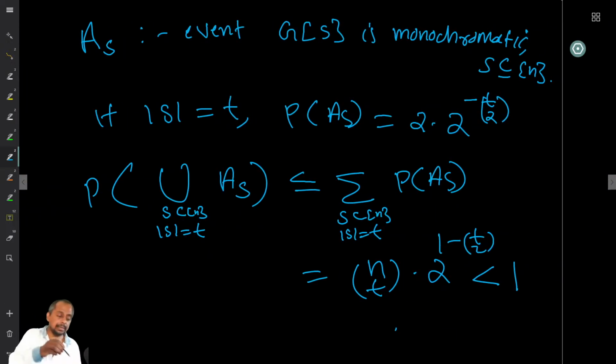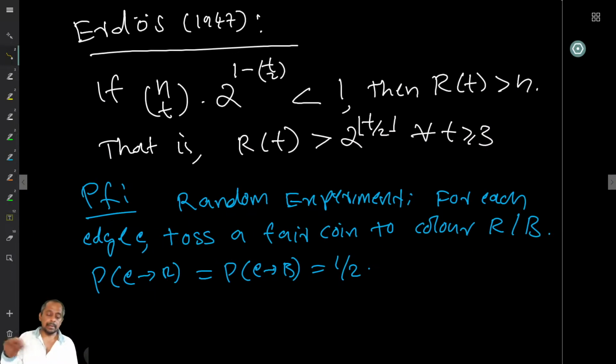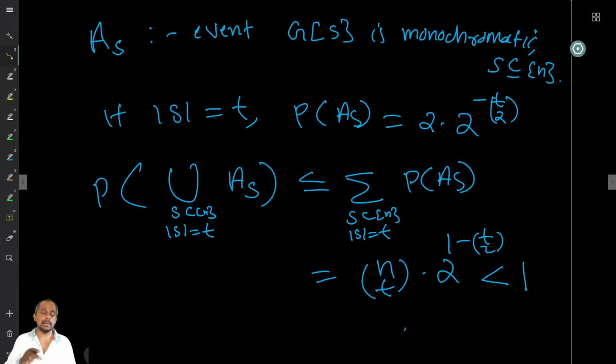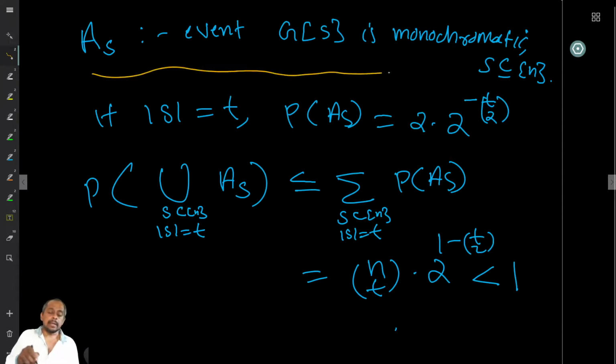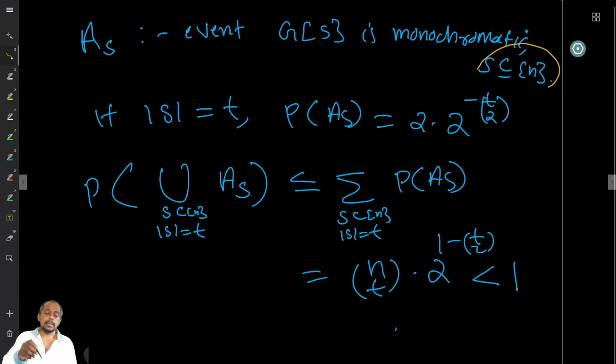So here is the proof. I define an event from our random experiment. Our random experiment was that for every edge, I color it red or blue by tossing a coin with probability half. So I define the event for a subset S of 1 to n: the induced subgraph on S, G of S, is monochromatic. All its edges are of the same color. That is the event A_S.